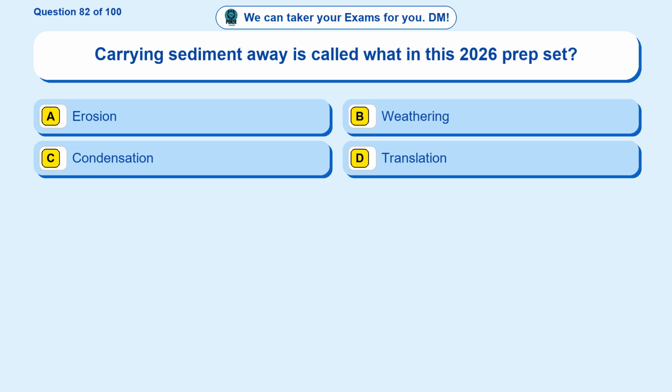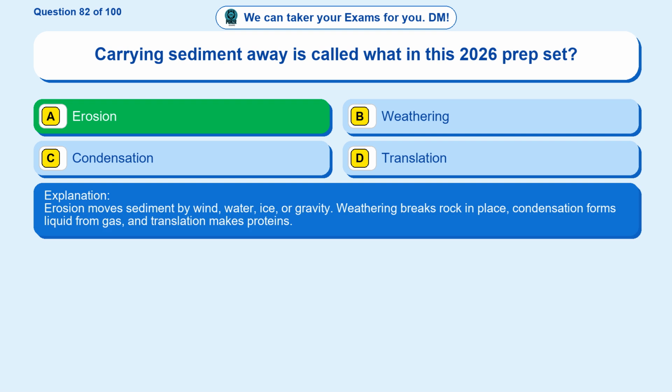Question 82. Carrying sediment away is called what in this 2026 prep set? Option A, erosion. Option B, weathering. Option C, condensation. Option D, translation. The correct answer is option A, erosion. Erosion moves sediment by wind, water, ice, or gravity. Weathering breaks rock in place, condensation forms liquid from gas, and translation makes proteins.